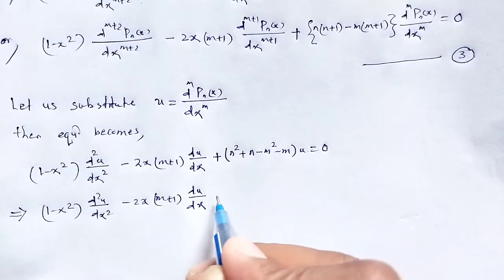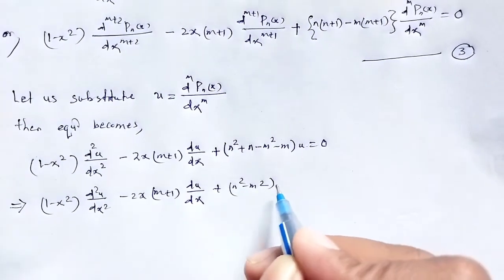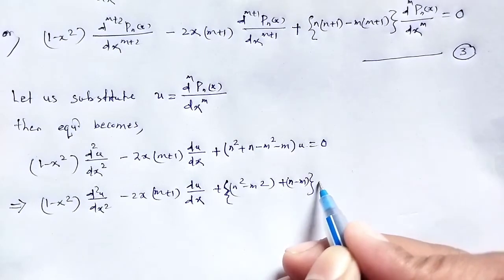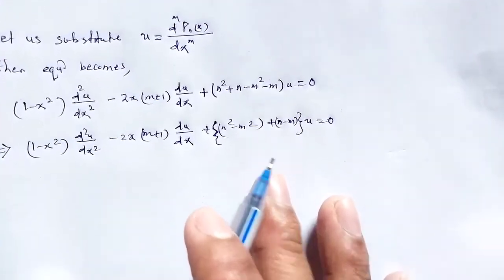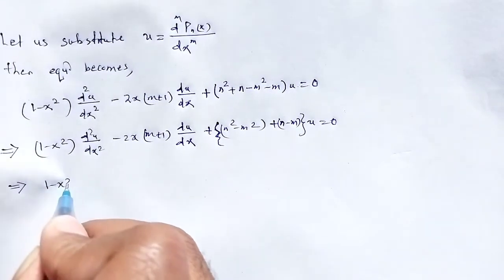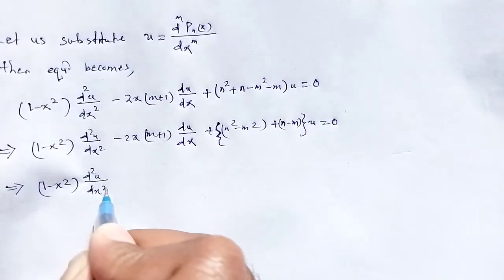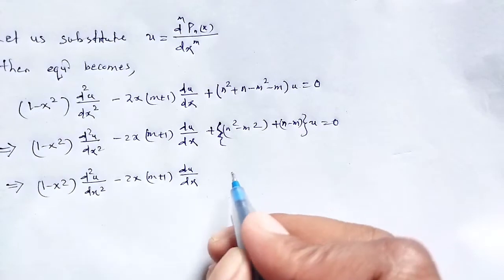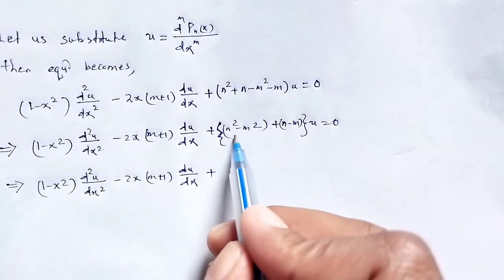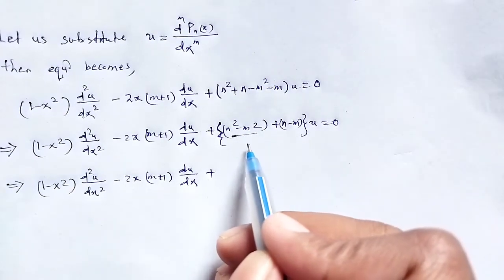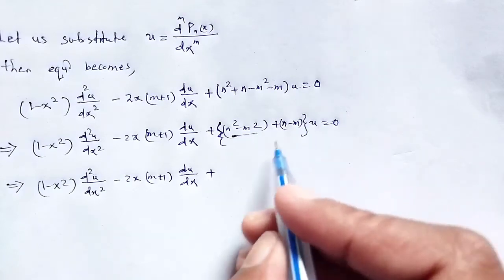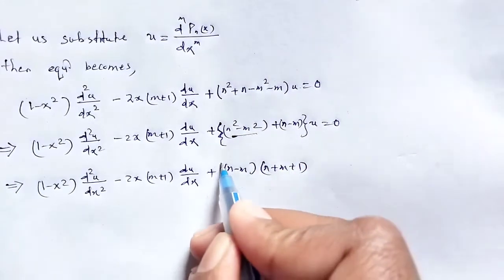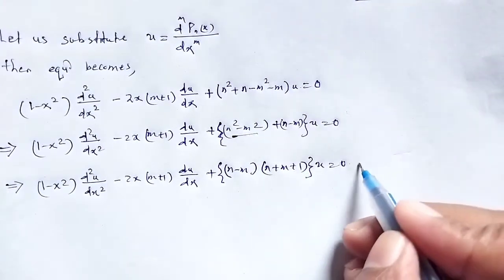Here I separate this like n² − m² + n − m, u = 0, which implies (1 − x²) d²u/dx² − 2x(m + 1) du/dx + that is n² − m², that is (n + m)(n − m), and n − m taking common from these two terms, we have (n − m)(n + m + 1) u = 0. That is equation number 5.